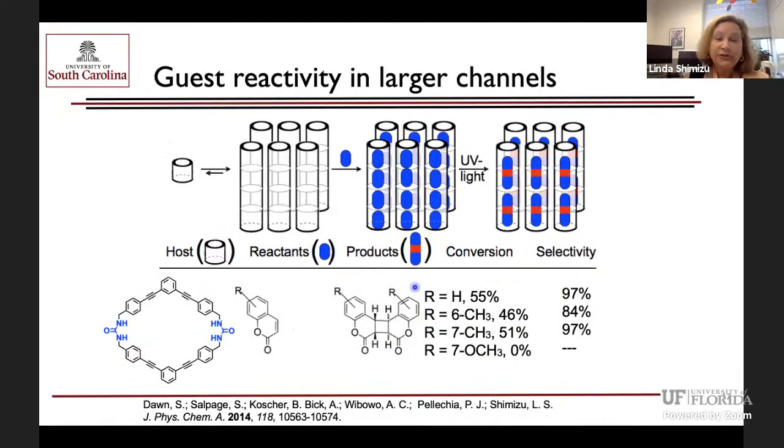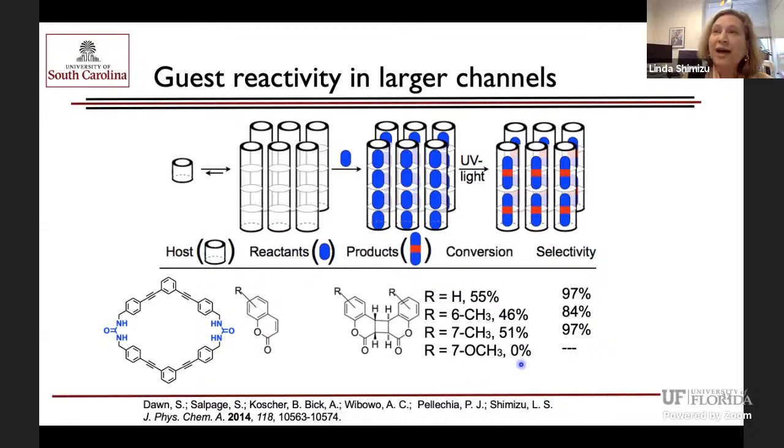We can do this in larger systems. So we've done coumarins and coumarin derivatives and other materials. And if you load these into the larger crystals, we also get moderate conversion and high selectivity for some of the photodimers. In this one case, you can see this 7-methoxy, we don't get any conversion.